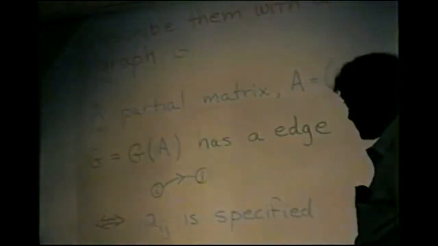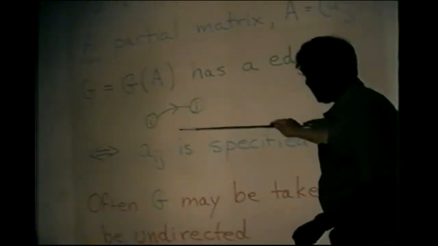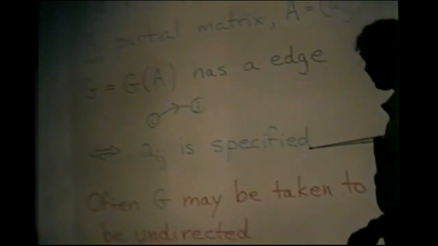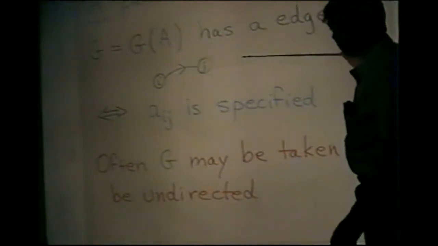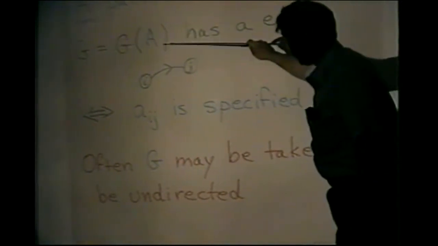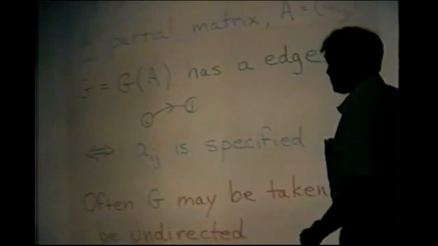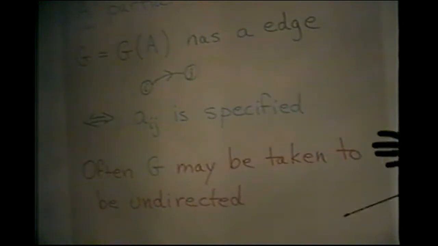And that graph, as yesterday, might be directed or undirected depending on the nature of the problem. Typically, I will put an edge to correspond exactly to a specified entry. Okay? In most of the problems that I'll talk about, I'll have some form of symmetry, and so this graph will be a graph on n vertices where the partial matrix is n by n, and it will be an undirected graph because the ij entry will be specified exactly where the ji entry is specified. So that will be the most common.